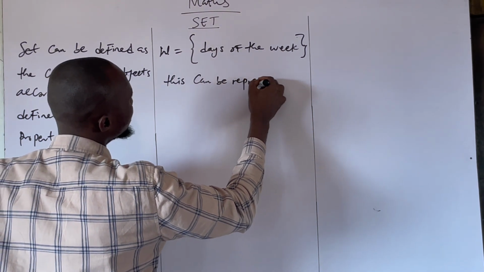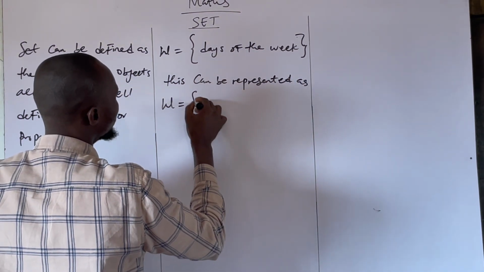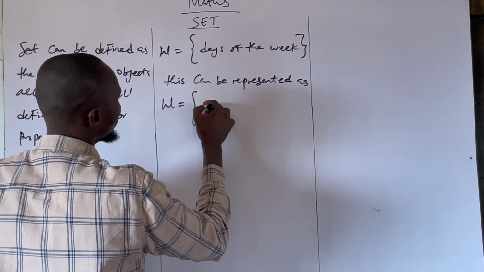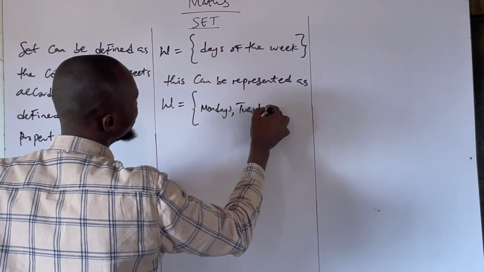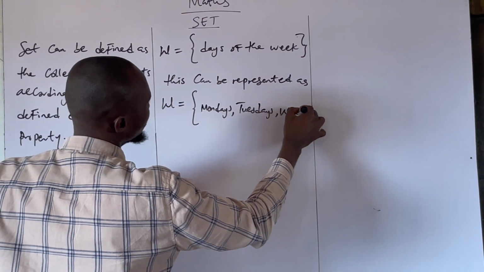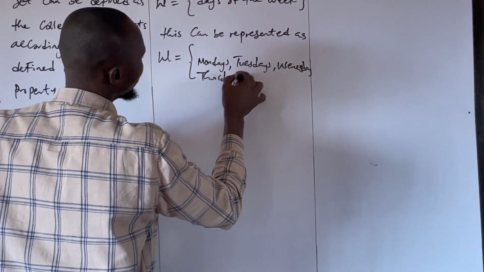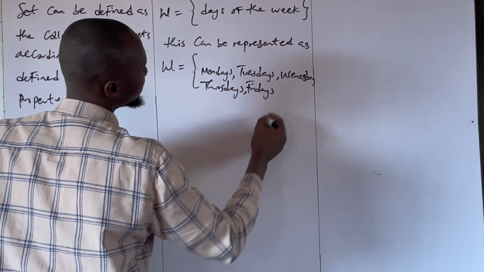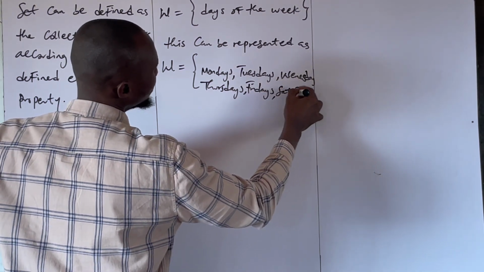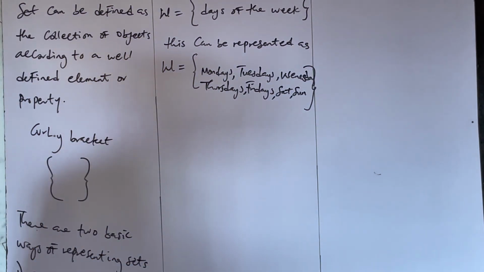So this can be represented as W: Mondays, Tuesdays, Wednesdays, Thursdays, Fridays, Saturday, Sunday. Did you understand now? So that is it.